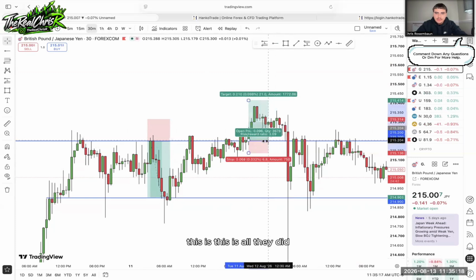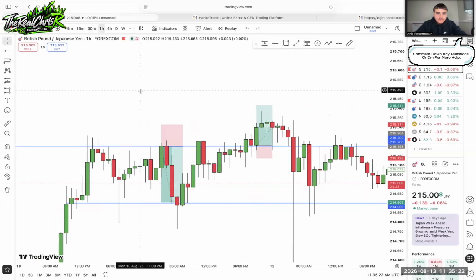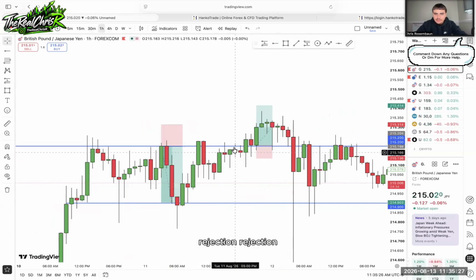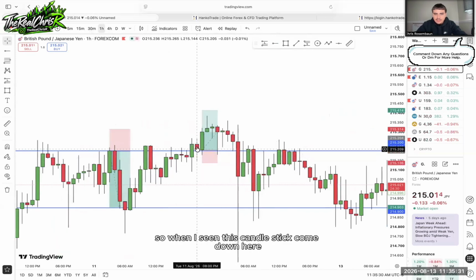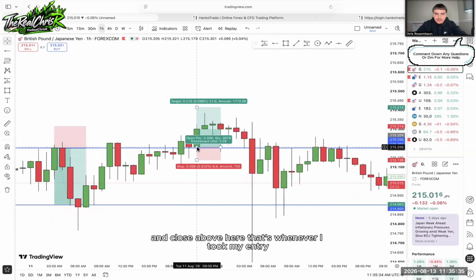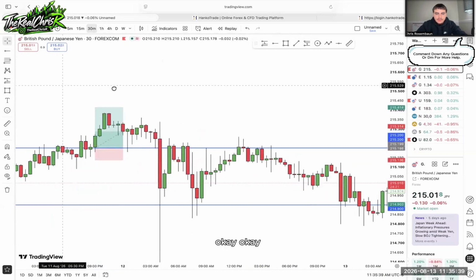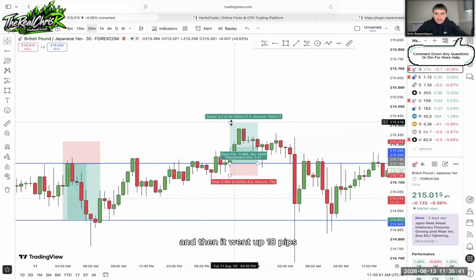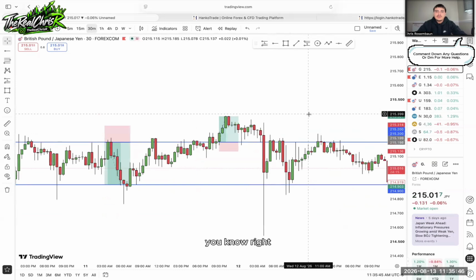This is all they did. So on the 1 hour, price at 200. Price comes here, rejection, rejection, rejection. That's data letting me know that's my floor. So when I seen this candlestick come down here and close above here, that's whenever I took my entry right here at price level 200. And then it went up 18 pips, which still is a lot of money, you know?